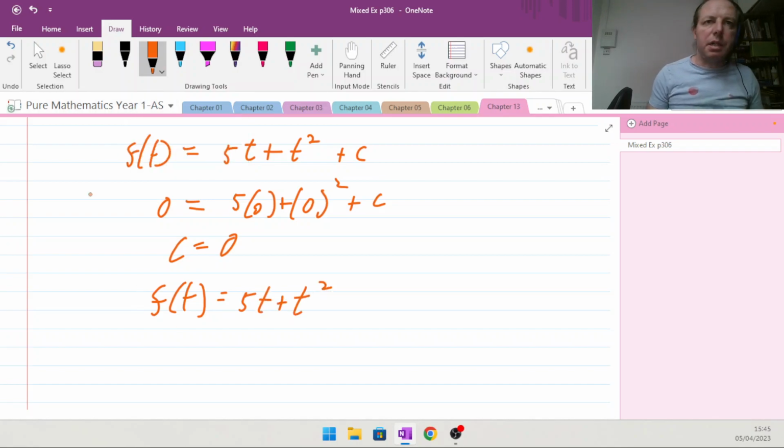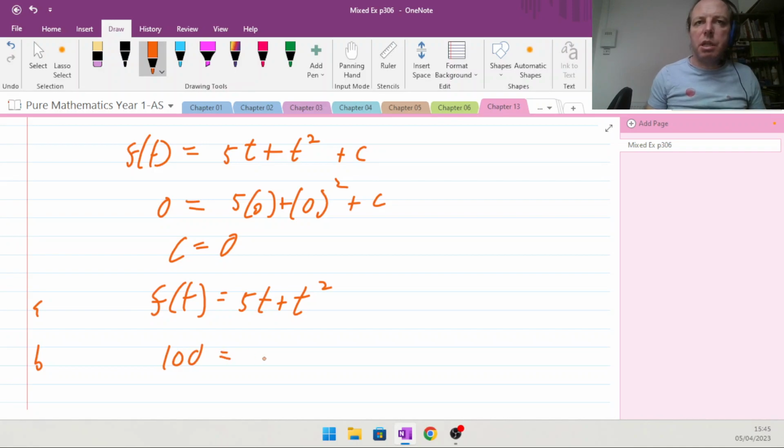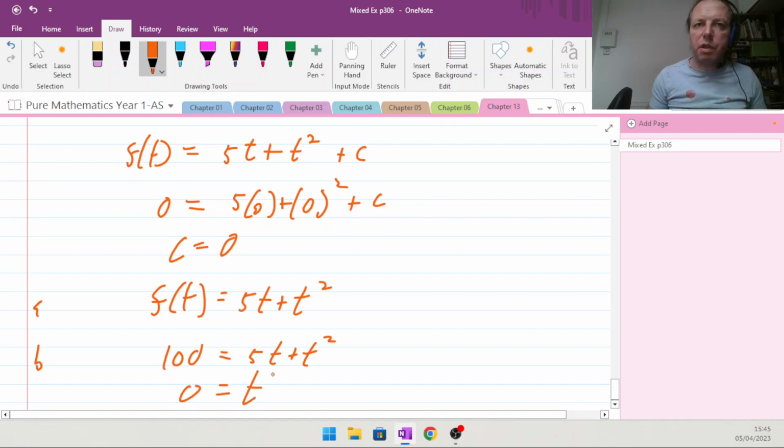Alright, part A done. Right then, part B. Calculate the time taken for the cyclist to travel 100 meters. Okay, so to travel 100 meters, we have 100 is equal to 5t plus t squared, meaning that 0 is equal to, let's just write this out, t squared plus 5t minus 100.